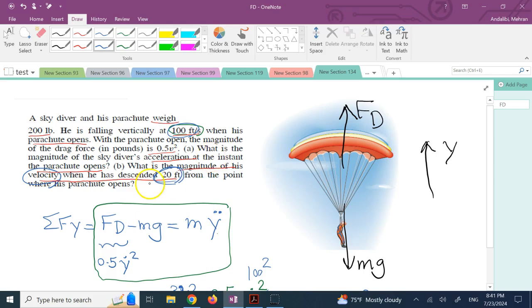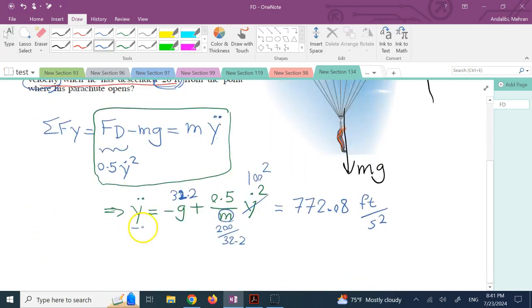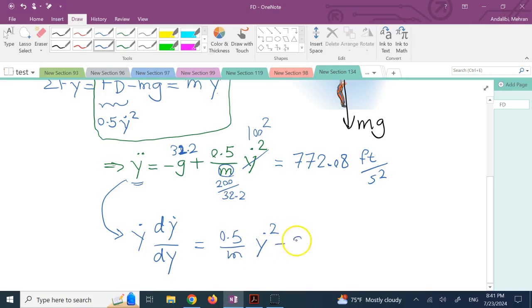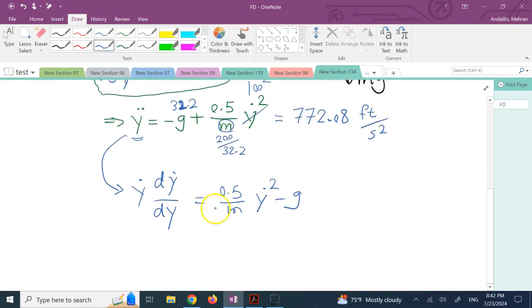Nobody cares about time. So the best way to handle it is to write this y double dot in a time independent formula, which is y dot dy dot over dy, v dv over ds, right? Okay, you can write it this way. And now this is equal to basically, as I said, 0.5 over m y dot squared, and then minus g. And now what you can do is to basically go ahead and divide both sides by this guy here.